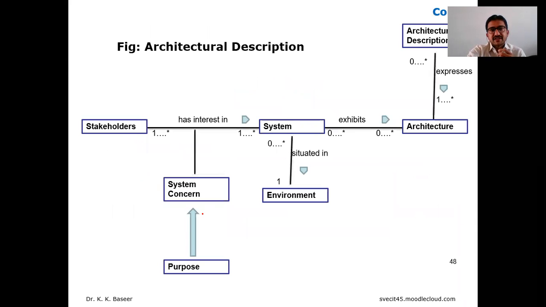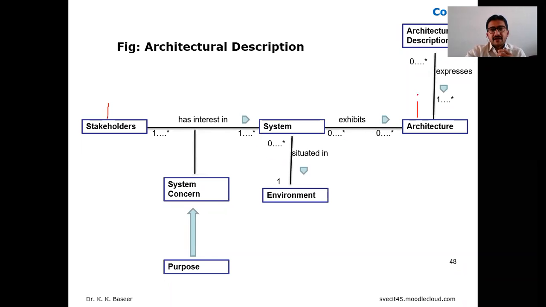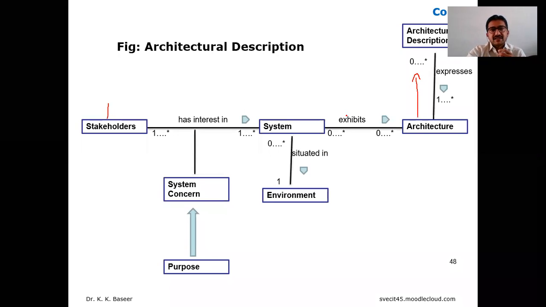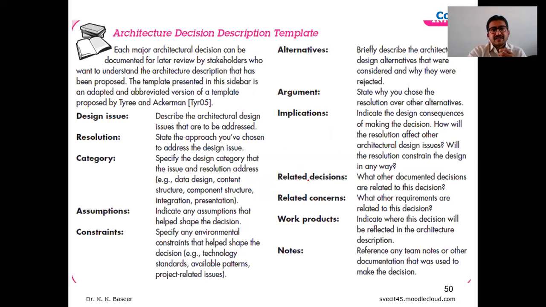Now, this is a graphical representation of the architectural description, where it starts with the stakeholder, and goes on based on the system concerns and the purposes required, and with the help of the system environment, focuses on architecture. Finally, the output of this will be considered as the architecture. The decision making after completion of the architecture helps to develop each view of the architectural description as a whole. If the view looks good, we can keep it, or else we can go for a variety of alternatives and make some ultimate decisions. So this is one template for architectural description decisions, consisting of design issue, resolution, category, assumptions, constraints, alternatives, argument, implication, related decisions, related concerns for products, and so on. All sorts of these components are available in this template.